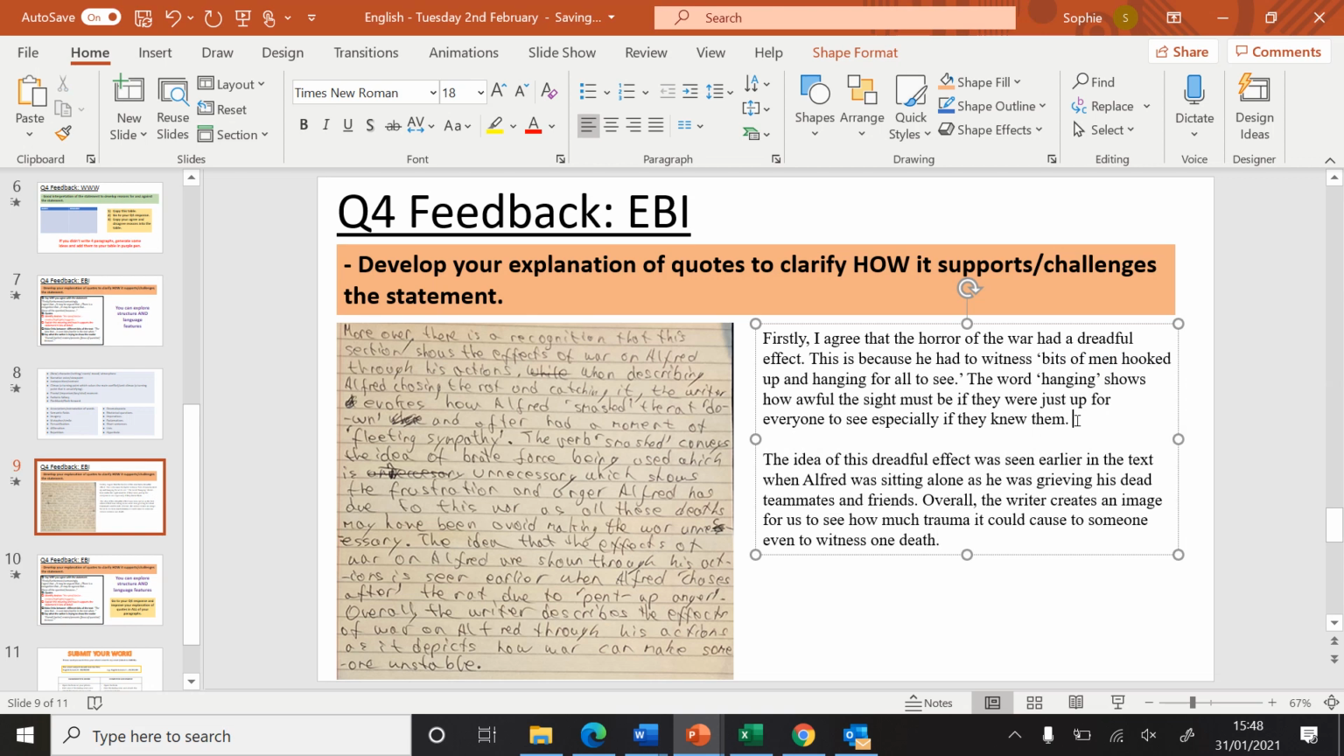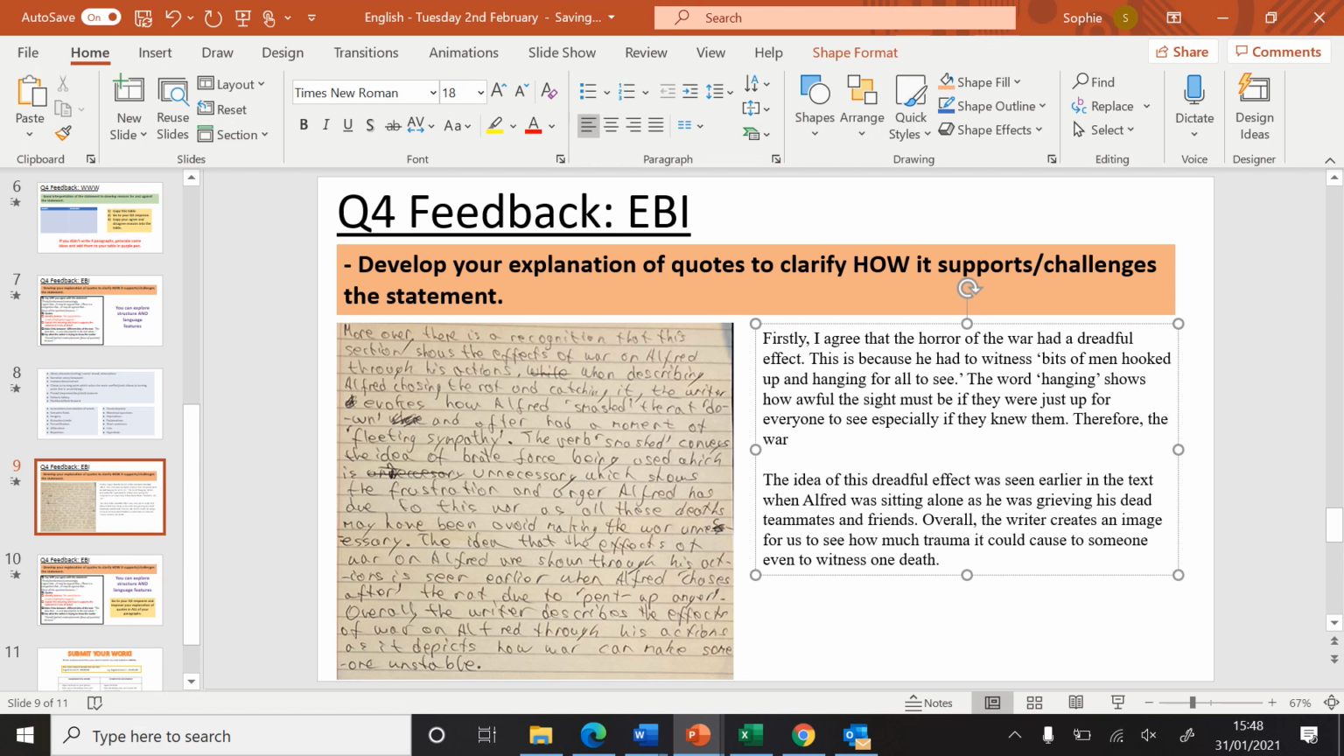The word hanging shows how awful the sight must be if they were just up for everyone to see, especially if they know them. I'm not going to change that, but I am going to add to it to clarify how this supports or challenges my statement. So, therefore, the war has had a detrimental impact on Alfred because I'm referring back to the statement, which is about the impact of war, and then I'm going to explain why I think that based on this analysis here.